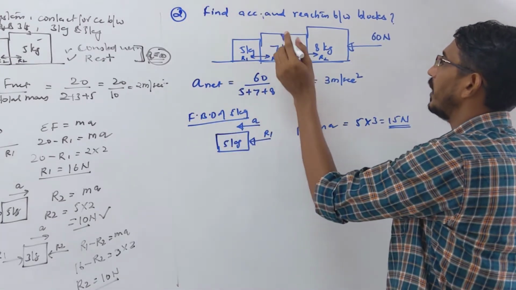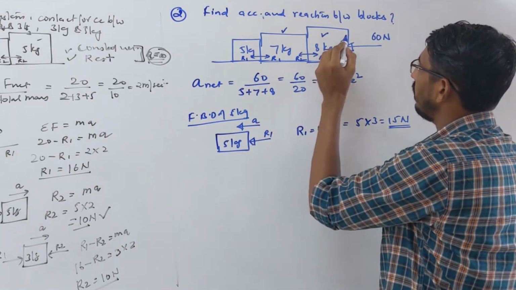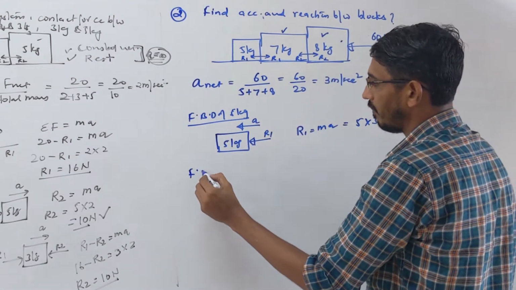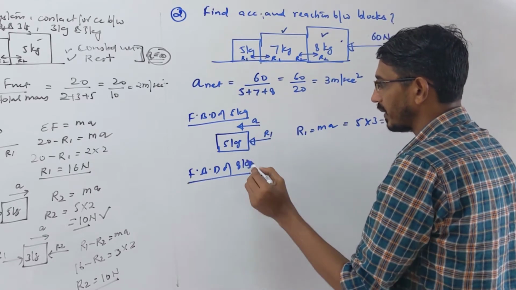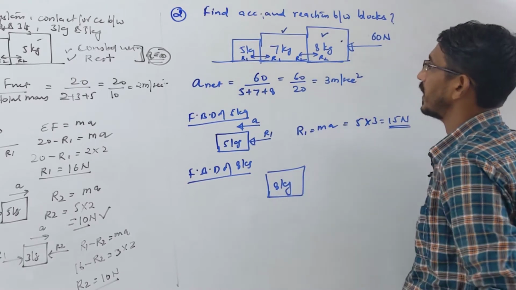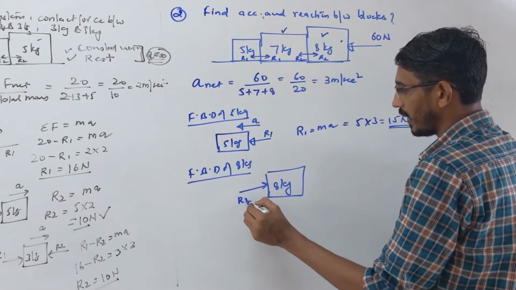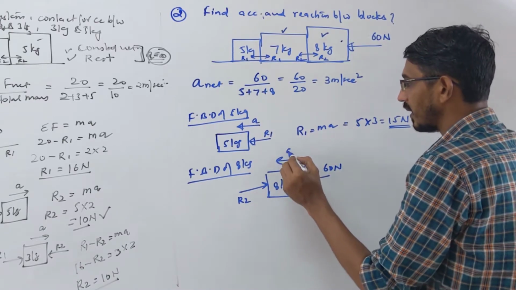To find R2 you can take the FBD of this body or that body, your choice. Suppose you take the FBD of this 8 kg body. Write your body here, it's an 8 kg body. What are the forces acting on this? On this side R2 is acting, on that side the 60 Newton force is acting, and it is accelerating in that direction.